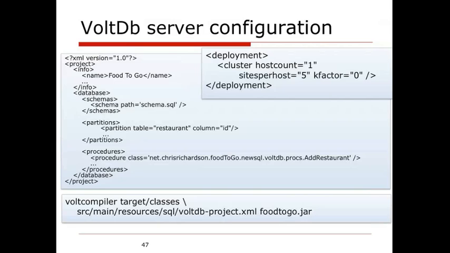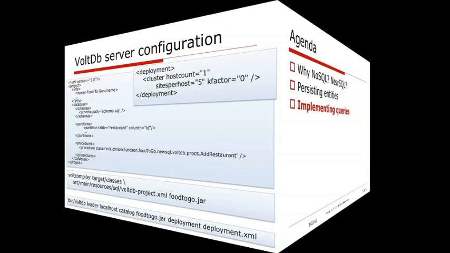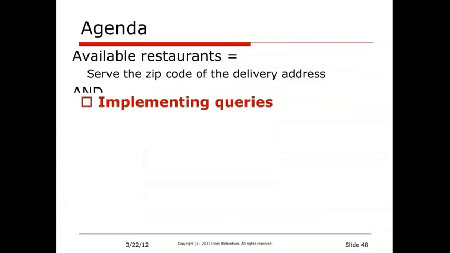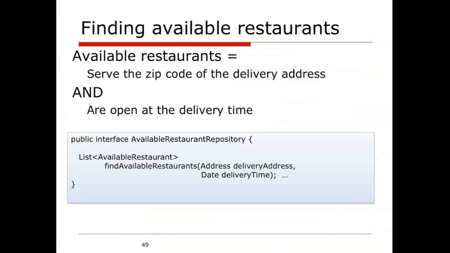So in the interest of time, I'm going to skip over the configuration of VoltDB and move on to talk about queries. One of the key queries is finding available restaurants. Available in this context means a restaurant is available if the zip code of the delivery address is in the restaurant's service area and the restaurant is open at the delivery time. And you can imagine that this query gets encapsulated by a finder method, findAvailableRestaurants, that takes the address and the delivery time and gives you back a list of available restaurants.